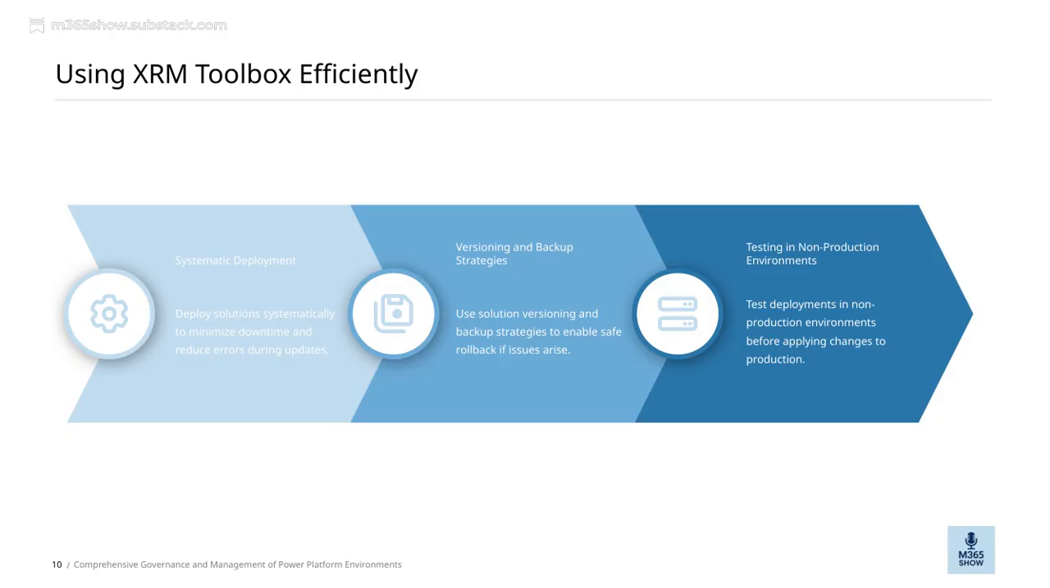Finally, deploying solutions systematically is key. Instead of rushing through updates, we should follow a structured process that minimizes downtime and errors. This approach not only improves stability, but also helps us manage changes more effectively, ultimately supporting a robust governance and management strategy across our Power Platform environments.